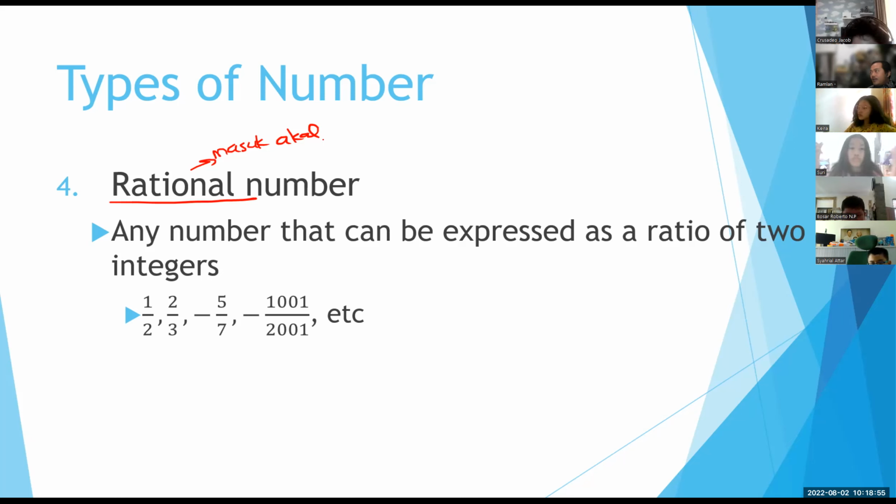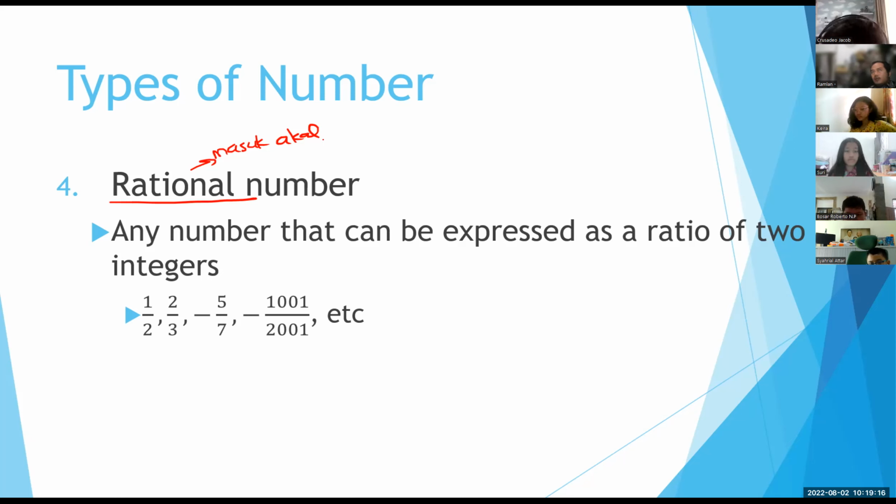in your daily life. Or you can say berapa rasio, for example, the ratio of your age with your brother. Misalnya umur kamu 5 tahun, umur kakak kamu 7, it means that it will be 5 to 7 or 5/7, right? You can actually use this number in your daily life, right? So that's why we call it rational number.